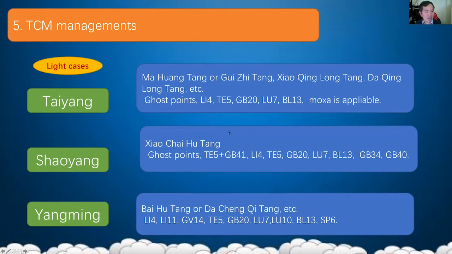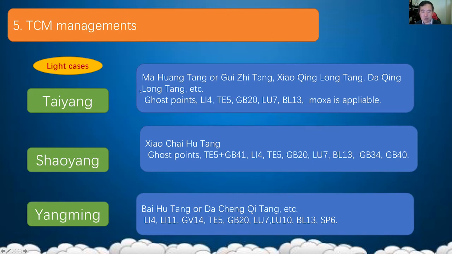So at the stage of the light cases, when it is in the beginning cases of COVID-19, usually there is a single involvement of one channel: Taiyang or Shaoyang or Yangming. They're still light, so the treatment is relatively easy. For example, at the Taiyang stage, we could use Ma Huang Tang, Gui Zhi Tang, Xiao Qinglong Tang, or Da Qinglong Tang.